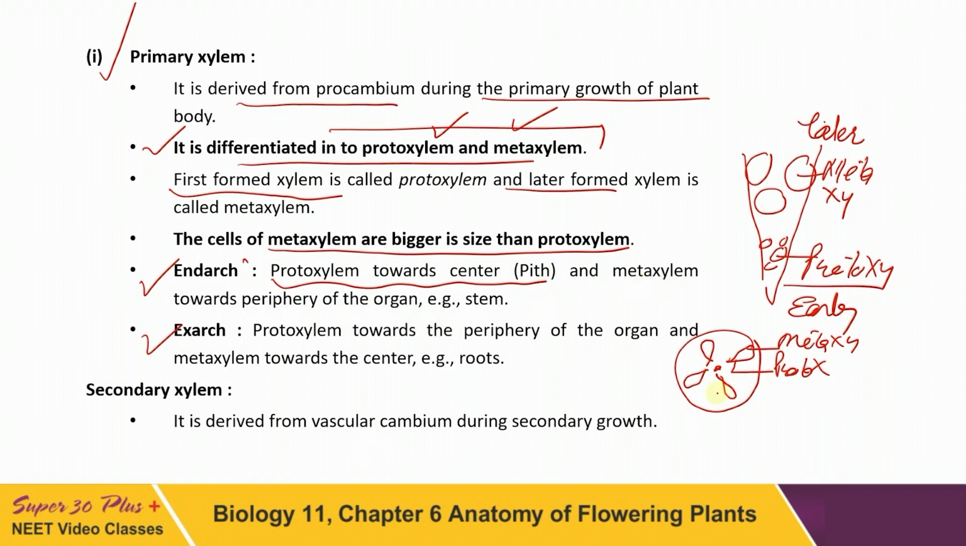And remember, this type of situation is found in the stem. Very important point: either this is a dicot stem or a monocot stem, it is having endarch xylem. On the other side, exarch: what do we mean by it?